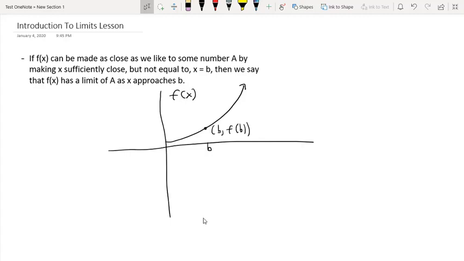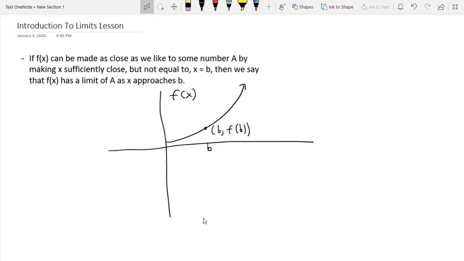Right? Now a lot of times in calculus, we want to think about what's happening to the function, in this case f of x, as x approaches a certain value. In this case, we're going to think about this value b. And what we use is this notation called limit notation.